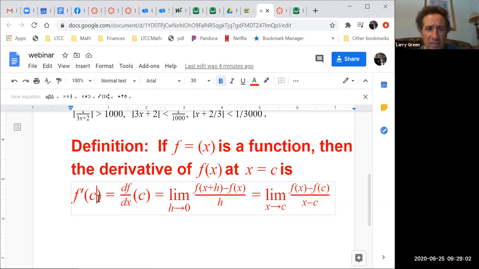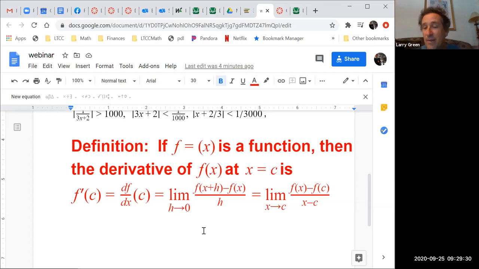Okay, any questions on this definition? Okay, so memorize it. It's your responsibility to have it in your brain. It's the most important formula of all of calculus. Not just this quarter, of the entire year. This is the biggie. Okay, any questions so far?